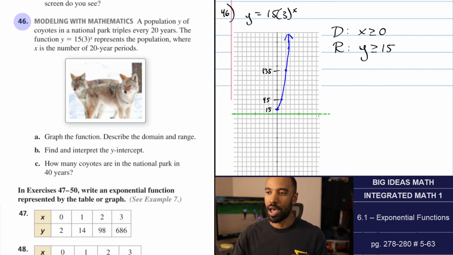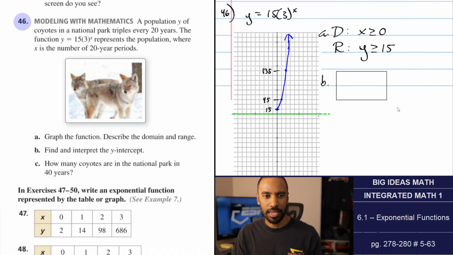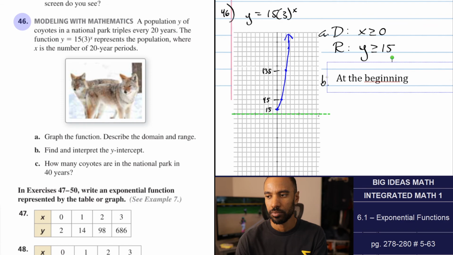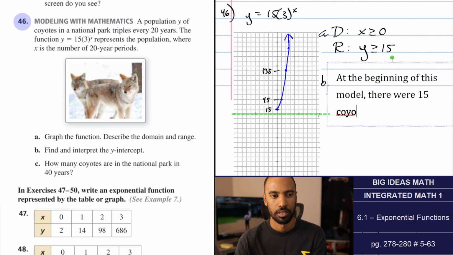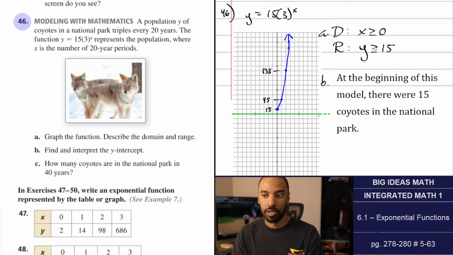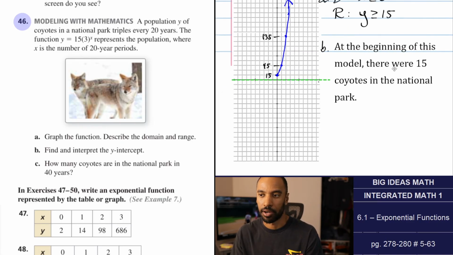B, find and interpret the y-intercept. So this is where we hit this part. The y-intercept states that when we start this, at the beginning of our tracking with the model, at the beginning of this model, there were 15 coyotes in the national park. That's not year 0. I mean, you can call it year 0, but it's not like 0 AD. It can be the year 2020.